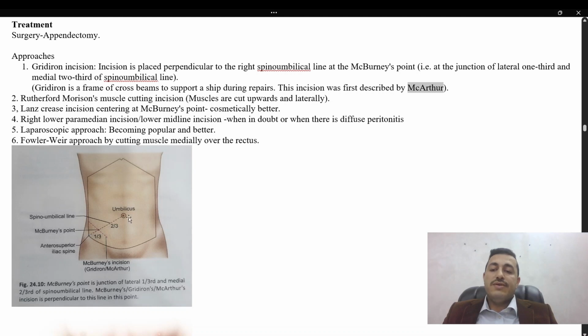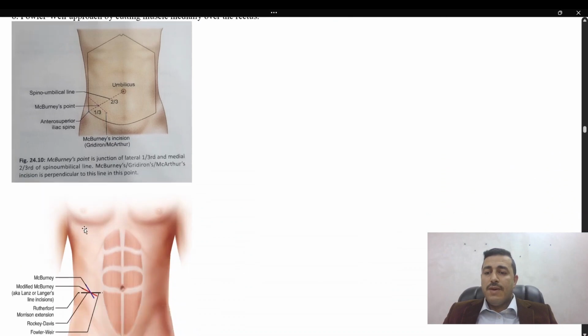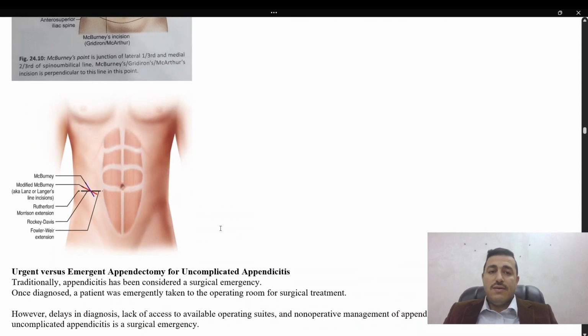The junction is at 1/3 and 2/3: 1/3 from the anterior superior iliac spine and 2/3 from the umbilicus. At this junction, if we draw a line that is perpendicular to this line, we will have the McBurney incision or the McBurney point. There are other incisions, I think it's written here, you can see.